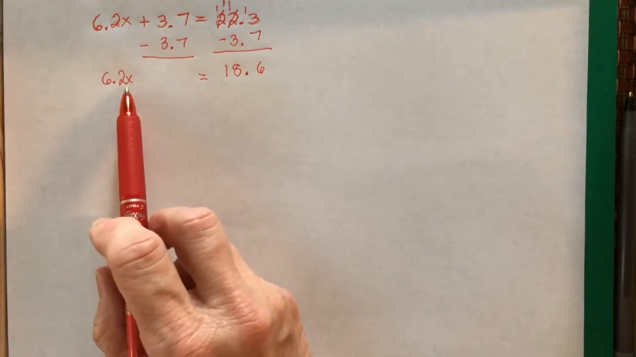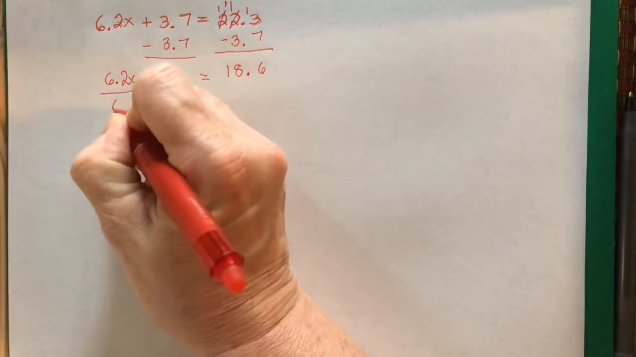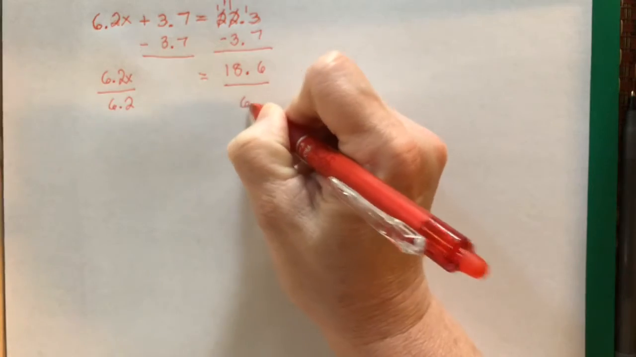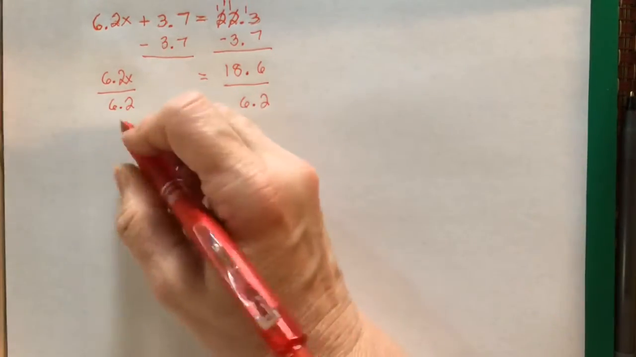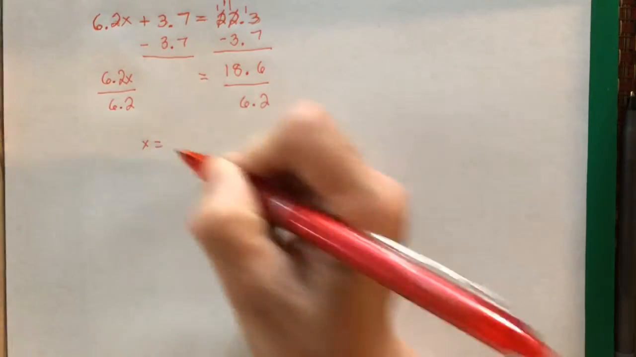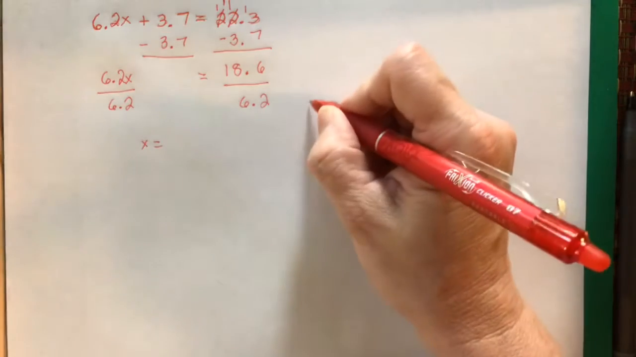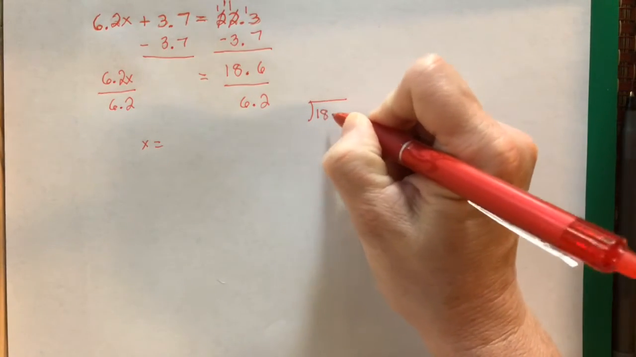Now, x is still not by itself, because x is being multiplied by 6.2. So we will divide both sides by 6.2. I'm going to go over on the side and show my work, because I certainly would not want anybody to think I was using a calculator to solve this. If I didn't show my work, someone might think I was using a calculator.